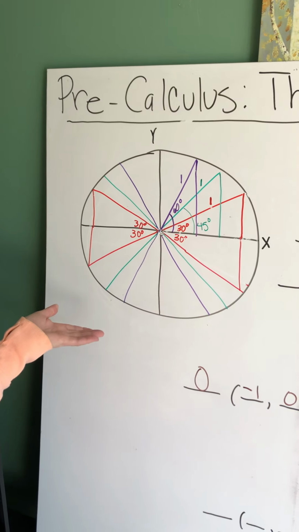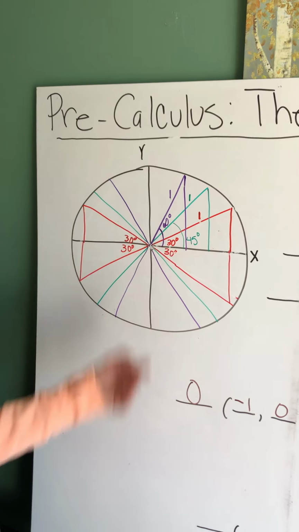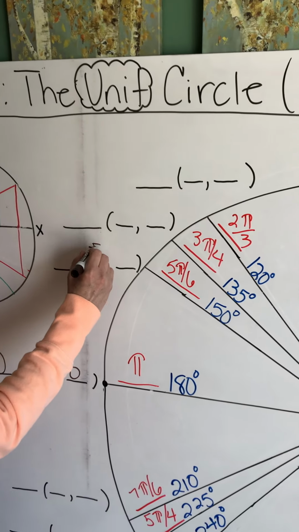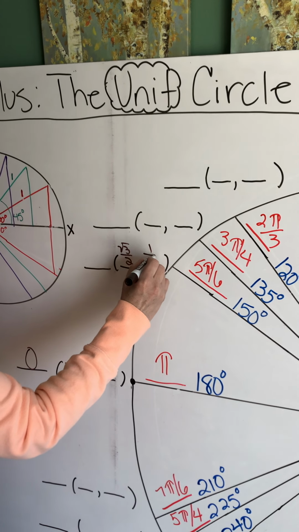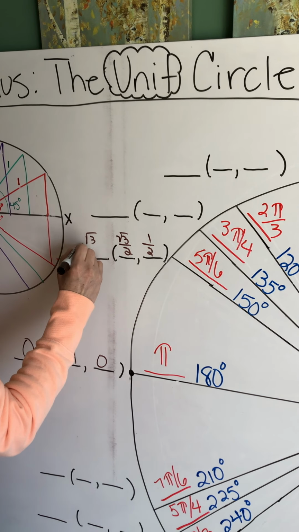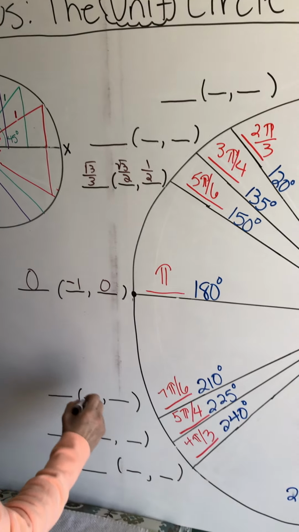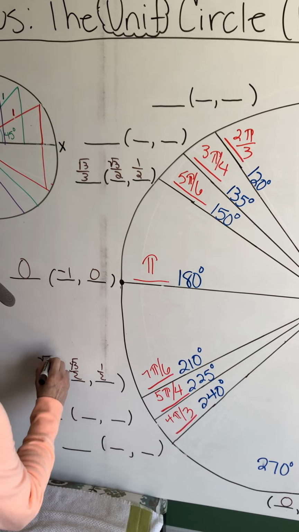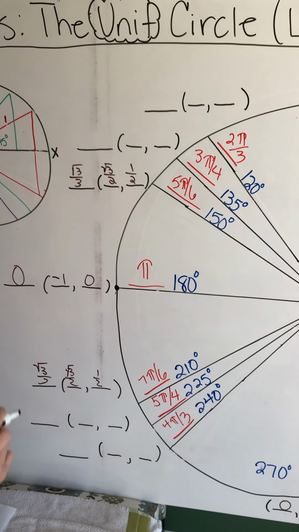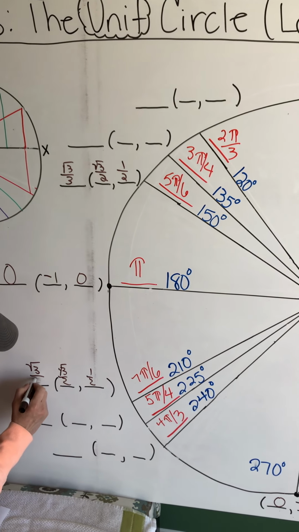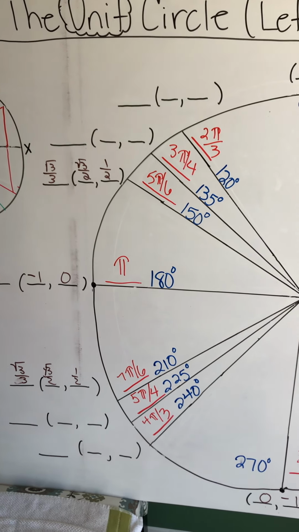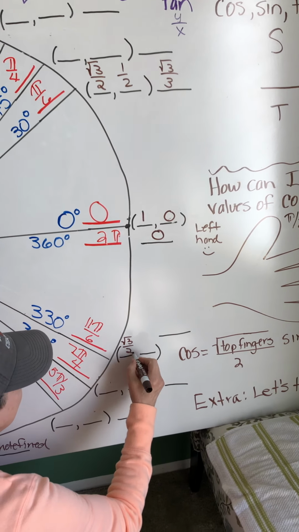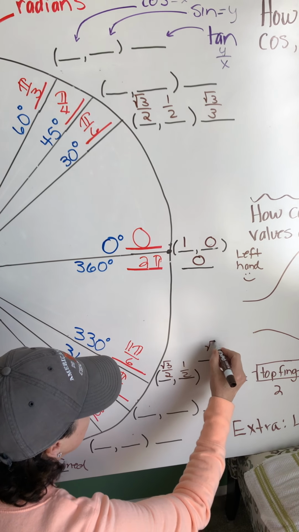So the cosine, sine, and tangent must be the same. They're all the same triangle. So let's go ahead and fill it in. There we go, square root of 3 over 2, 1/2, square root of 3 over 3. Here we go. Square root of 3 over 2, 1/2, square root of 3 over 3. Hopefully I won't make any silly mistakes. These are a lot of details. Right here, square root of 3 over 2, 1/2, square root of 3 over 3.